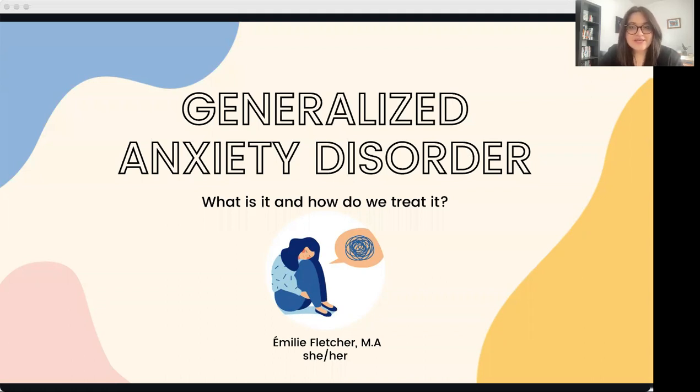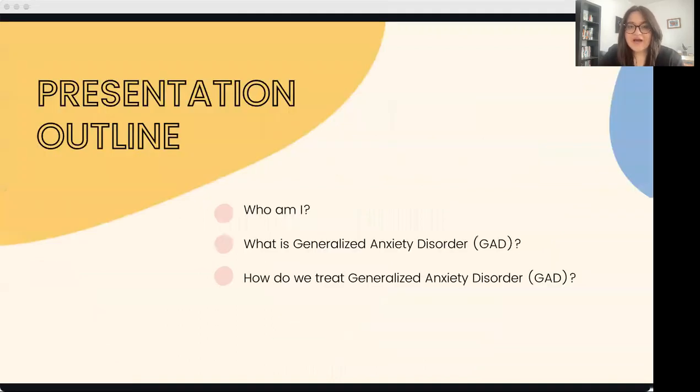Today, we're going to discuss generalized anxiety disorder, and we're going to go over how we would go about treating it in a clinical setting. So in terms of the outline, I'm just going to briefly discuss who I am. I'm then going to describe generalized anxiety disorder. We're going to go over prevalence. We're going to look at symptoms, and we're also going to examine the cognitive models of the disorder. And then we'll finish by examining the steps that we generally take in a cognitive behavioral style treatment approach.